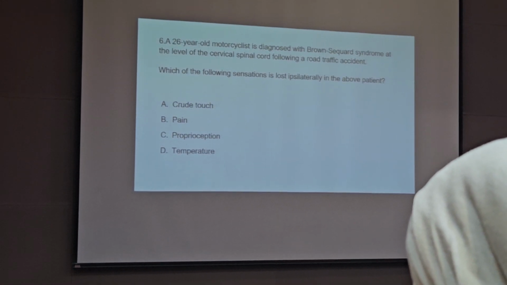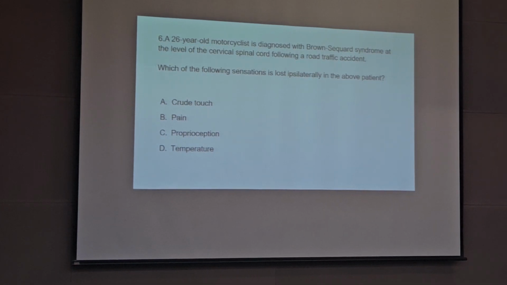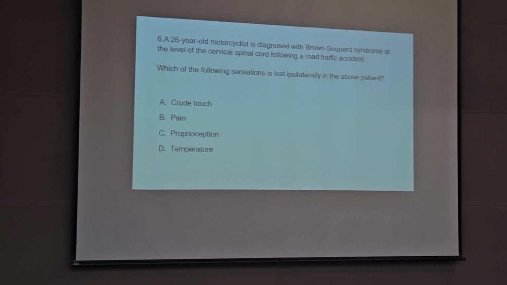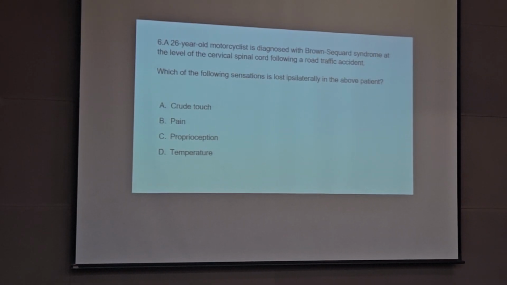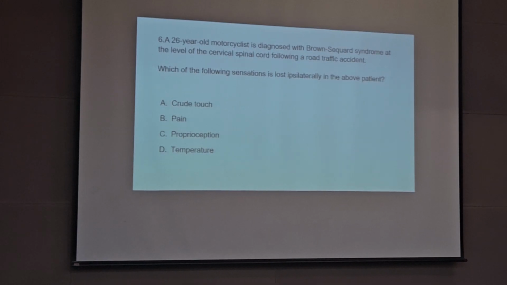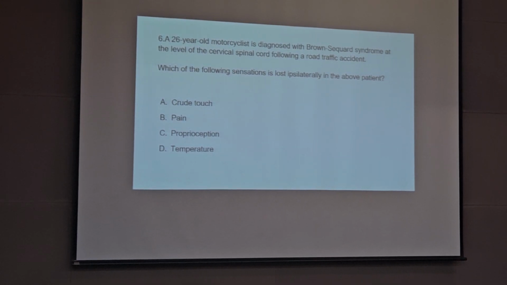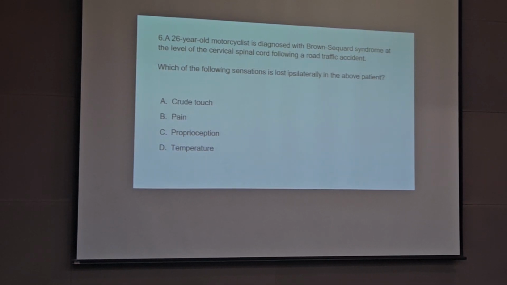Number 6. Brown-Sequard syndrome. Ipsilaterally it loses which type of sensation? Proprioception and vibration. Contralaterally it loses which type of sensation? Pain and temperature. What is the correct answer? Proprioception. If no proprioception option, then vibration would also be a correct answer.